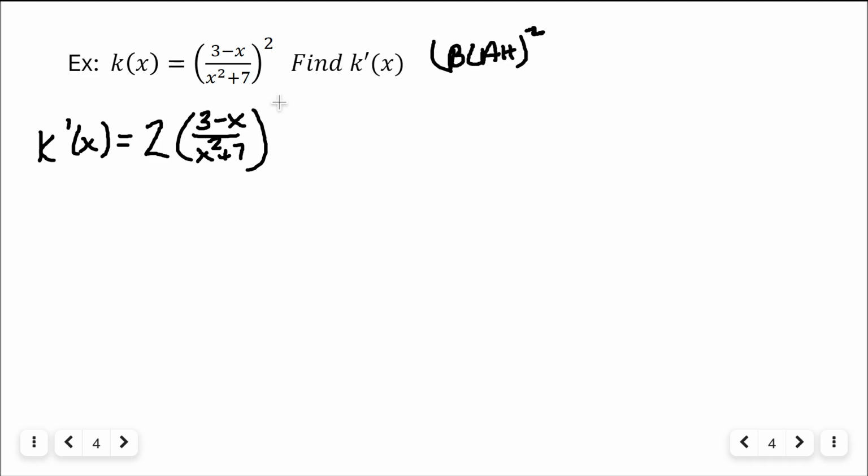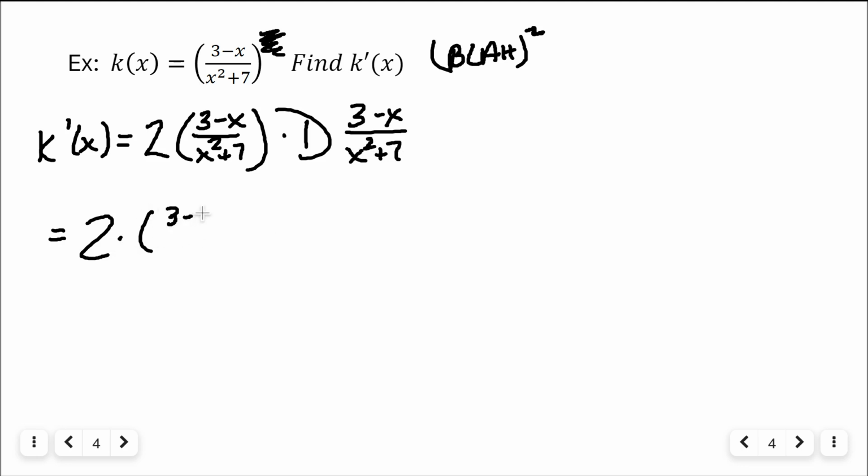Take 1 from the power, becomes a 1. I'm not going to write it, but it becomes a 1. Times, cross out the second power. I just used the power rule. What's left to derive? 3 minus x over x squared plus 7. So now the question is, how do you derive 3 minus x over x squared plus 7?